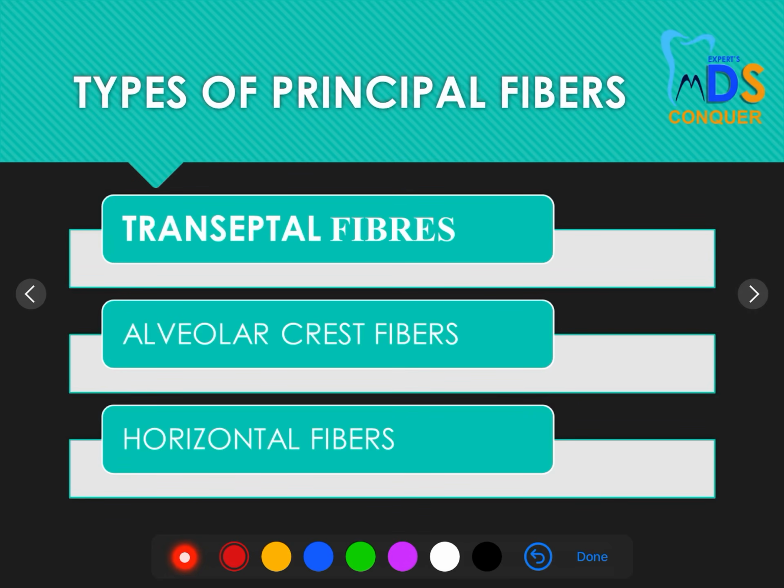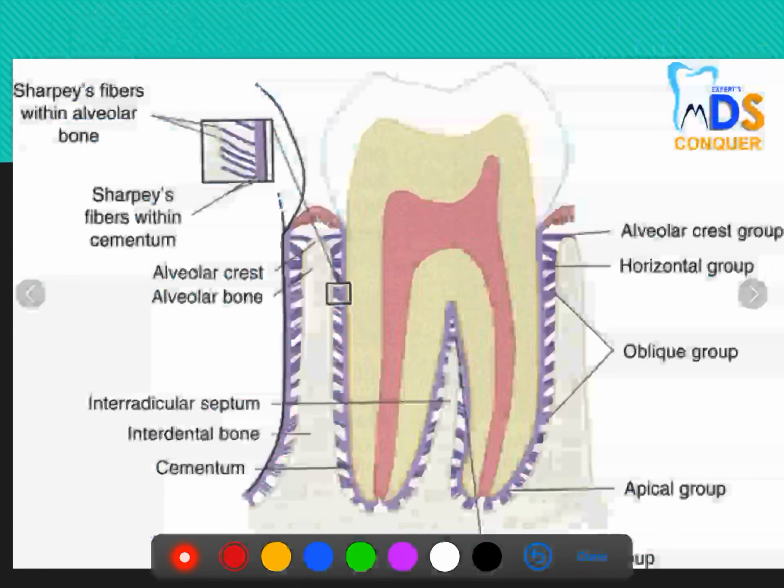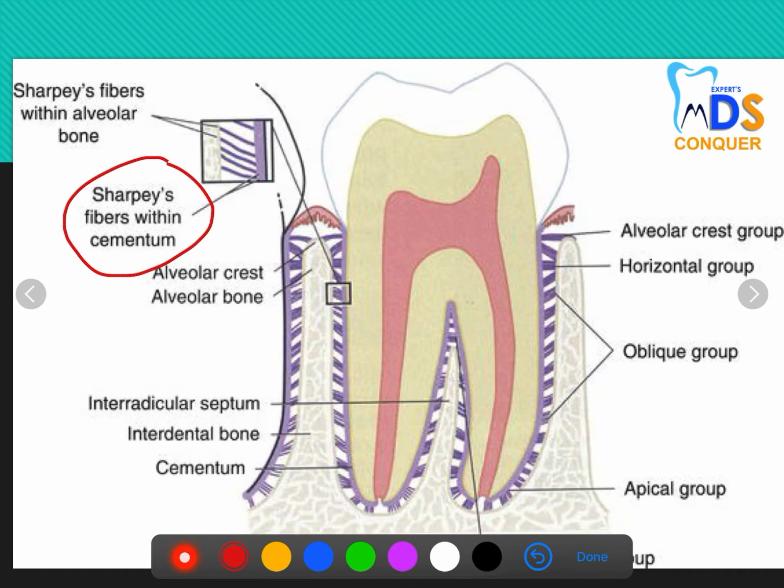So all of us know pretty well that there are different types of principal fibers like transeptal, alveolar crestal, horizontal, oblique, apical, interradicular. And here you need to mention a note about Sharpey's fibers when you're speaking about the principal fibers, because Sharpey's fibers are the terminal portions of these principal fibers, which insert themselves into the alveolar bone. So you can draw a diagram as well.